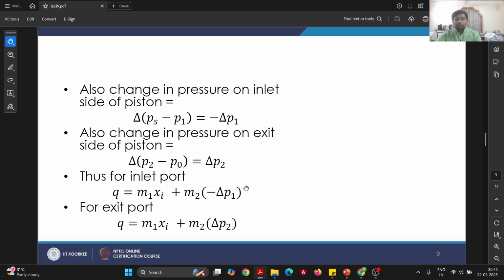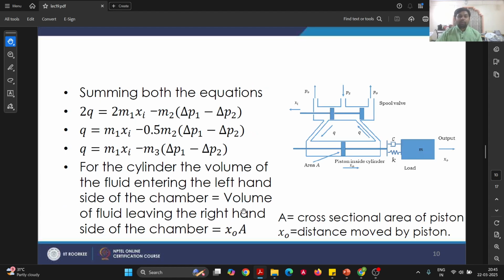And similarly, with respect to the central position of the spool valve, the supply pressure and the outlet pressure will be in equilibrium. So for the inlet port there is no change in supply pressure and outlet pressure here, so the change in pressure on the inlet side is minus delta P1, and for the exit side it is delta P2. Those quantities have been substituted here, and then we add up these two equations to get the equivalent flow rate as a function of the pressure difference on the inlet side and the outlet side of the piston.